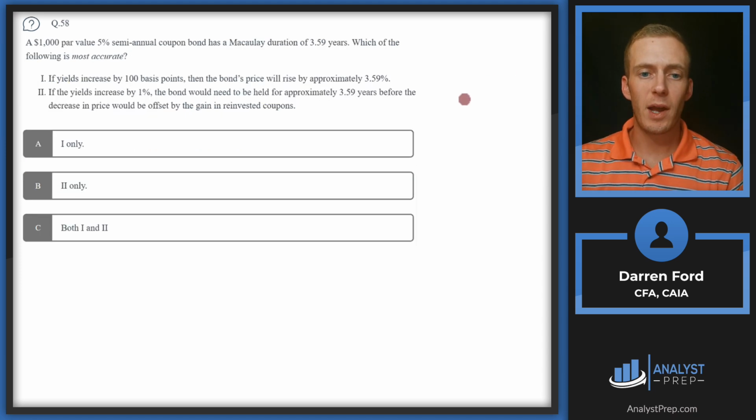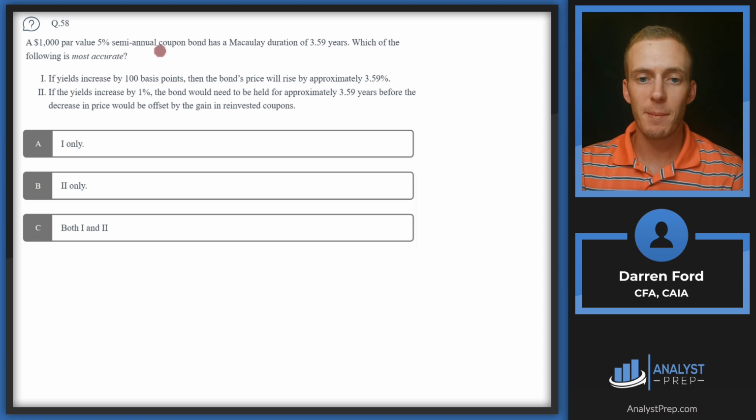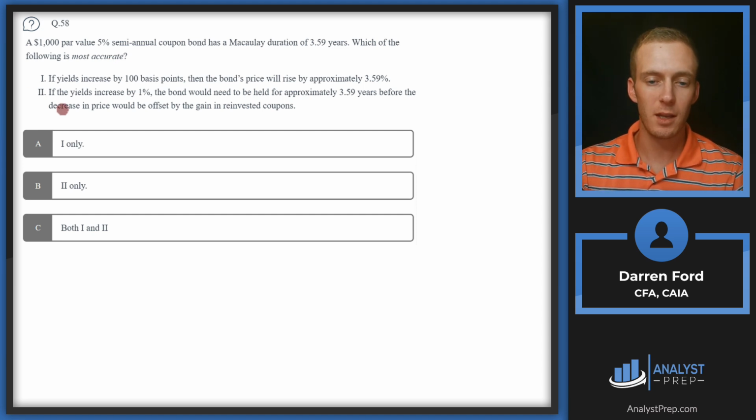A 1,000 par value 5% semi-annual coupon bond has a Macaulay duration of 3.59 years. Which of the following is most accurate? So we've got two statements here, and then we need to determine whether each of them is accurate, so only one or only two, or whether both of them are accurate. So statement one, if yields increase by 100 basis points, then the bond's price will rise by approximately 3.59%.